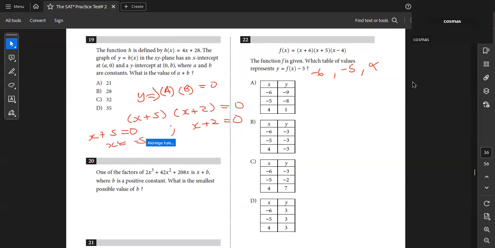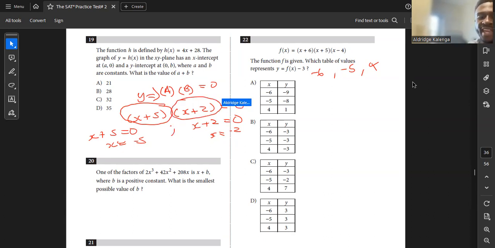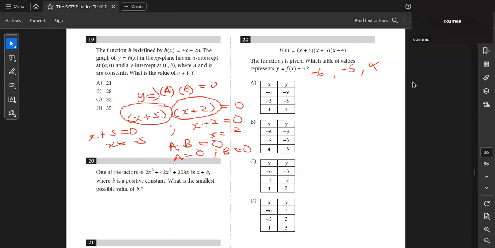Yes. Okay. So the reason why you do this is because this means x plus 5 times x plus 2. Whenever you have anything times anything equal to 0, it means either A is 0 or B is 0, or they're both 0. Because when you multiply something by something to get 0, one of them has to be 0, or both of them have to be 0. That's the only way you can get 0. Does that make sense? Yeah, makes sense. All right.